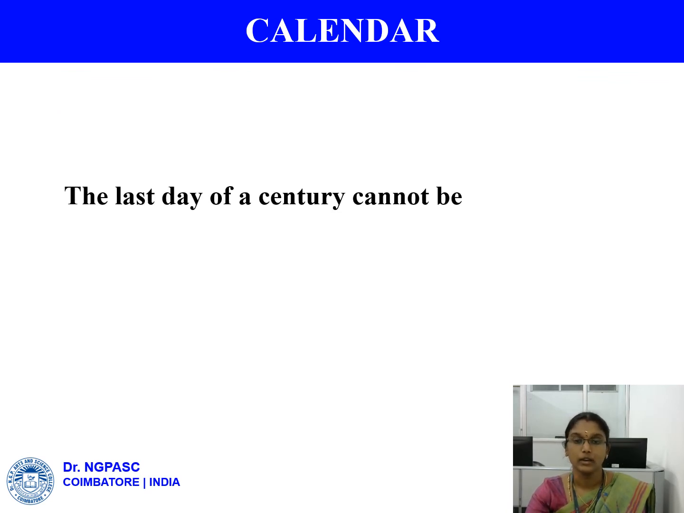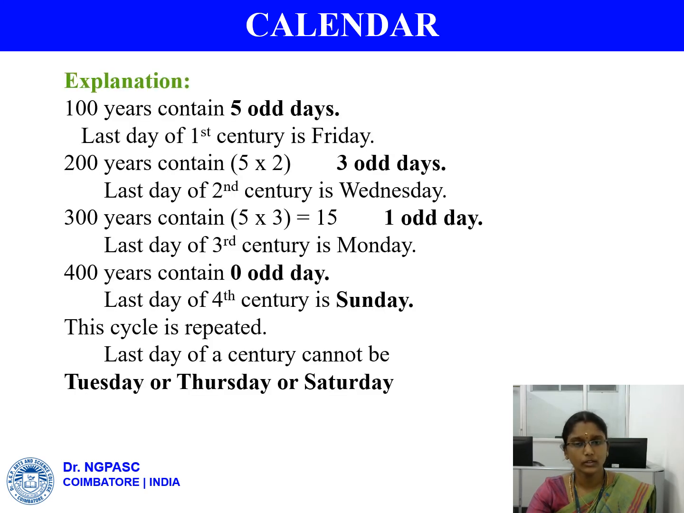Next, the last day of the century. So century years. The first century is 100 years. So 100 divided by 7. So split the values: 76 ordinary years, 24 leap years. 100 is not a leap year. So 76 ordinary years, 24 leap years. So 76 divided by 7, the remainder we get is 5. So it's 5 odd days for the 100 years.